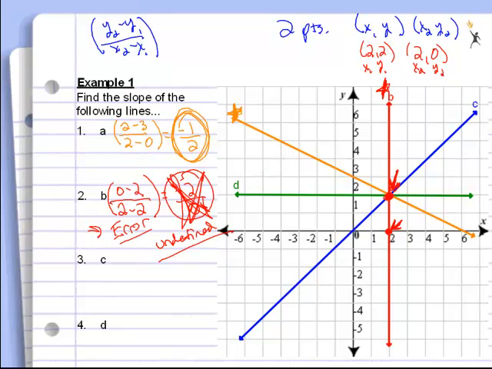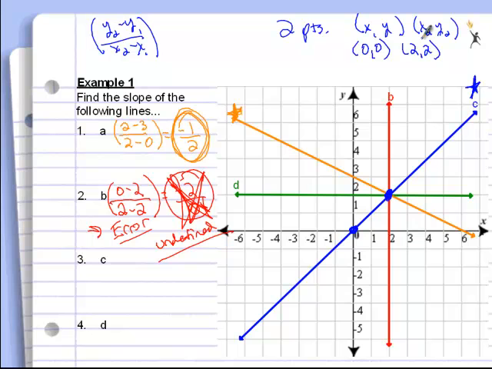Let me erase a little bit so we have a little bit more room. And we're going to go to the third line, or letter C. Now, if this is letter C, we need 2 points. The first point I see is where C crosses the x and y axis, and that's at 0, 0. It's at 0 on the x and 0 on the y. That's where we get the 0, 0. The next point I see is this same intersection that I've been using, and that's at 2, 2.